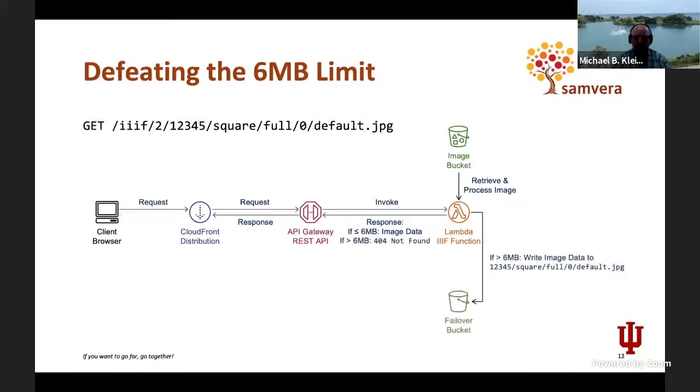But if the resulting image is greater than 6 megabytes, it instead writes it to a specially configured S3 bucket using the request path, this ID / IIIF parameters path, as the S3 object key. So it's stored in that directory within that S3 bucket. It then returns a 404 not found response to the API gateway, which passes that response along to CloudFront.